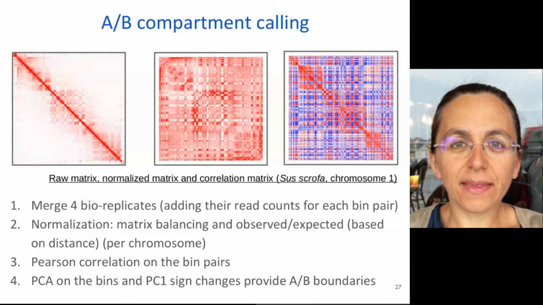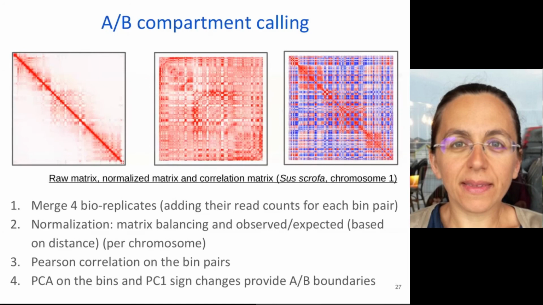So the AB compartment analysis is again a bit higher distance, lower resolution, but it was interesting also for quality control for us. For this, we use, for a given species, the 4 bioreplicates we have. So we simply add their counts for each bin pair.